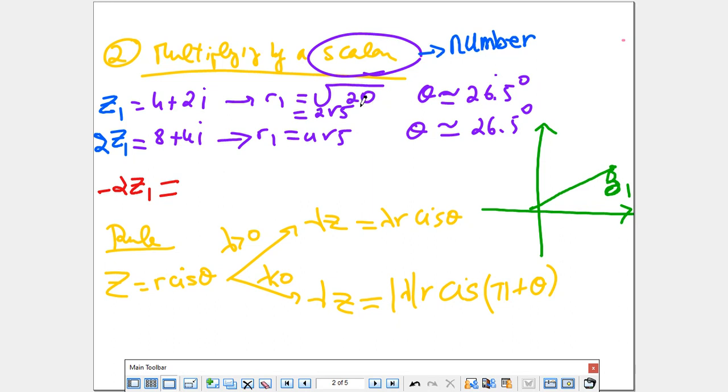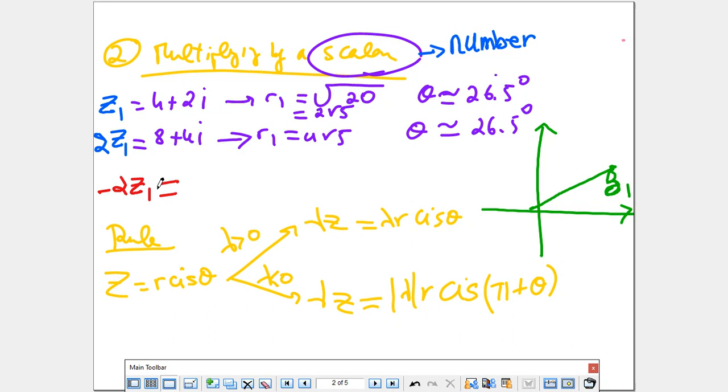You can see that since I multiplied by 2, the modulus doubled. So now this distance is double. If it was here, it's going to be approximately here. And what's going to be the angle? The angle is still the same. So if I'm multiplying the complex number by a positive scalar, just the modulus will multiply by the same scale, but the angle is still the same.